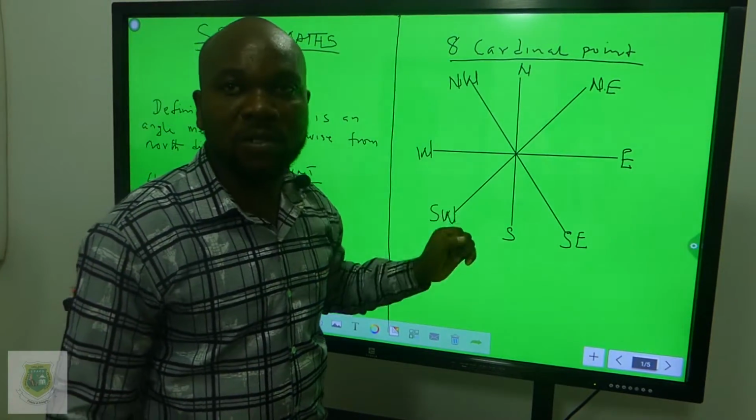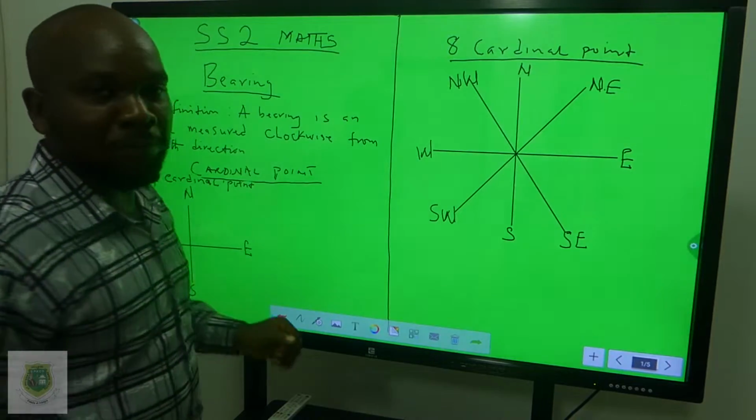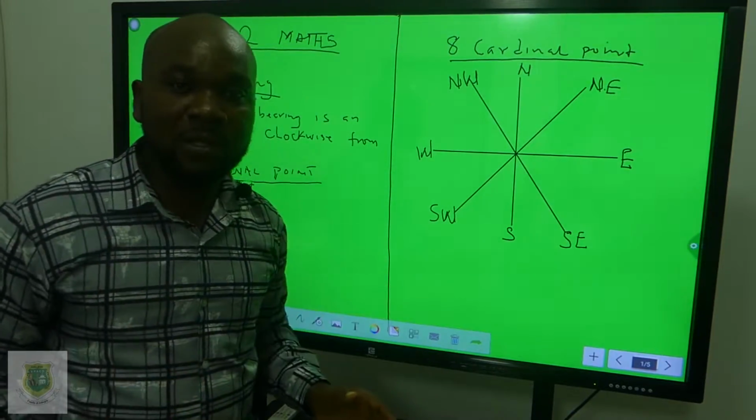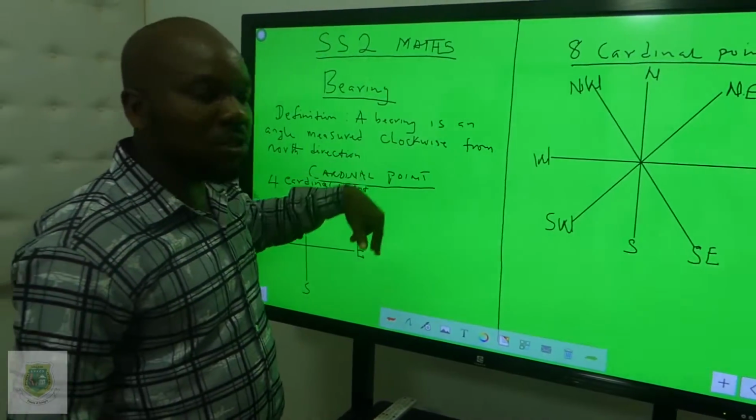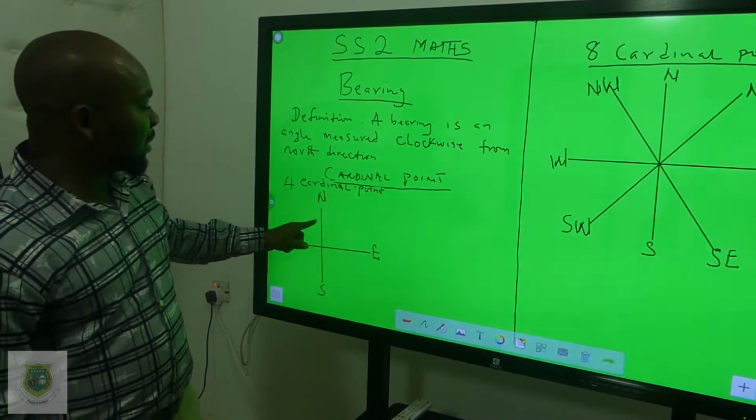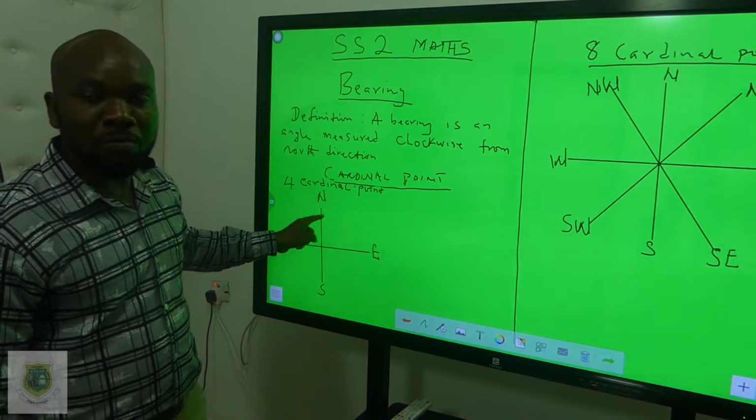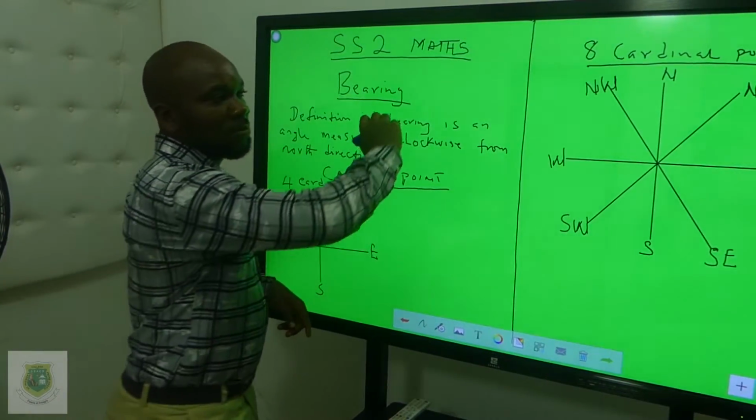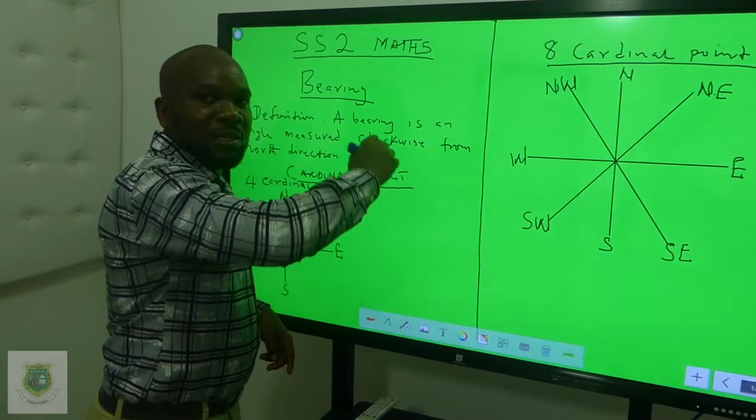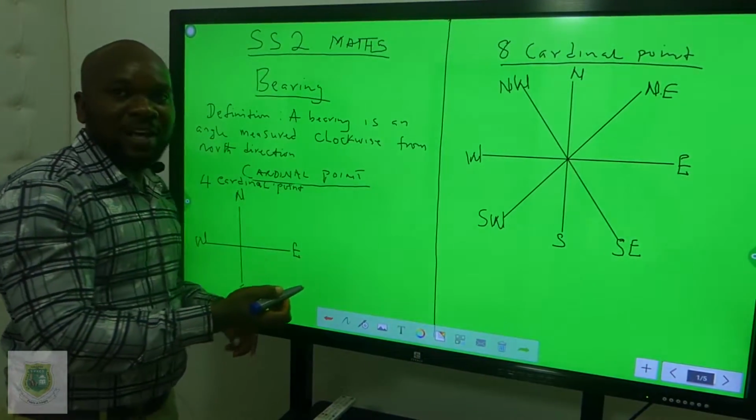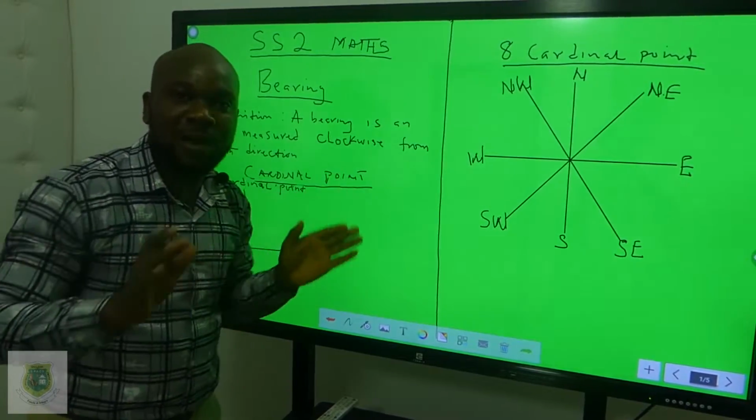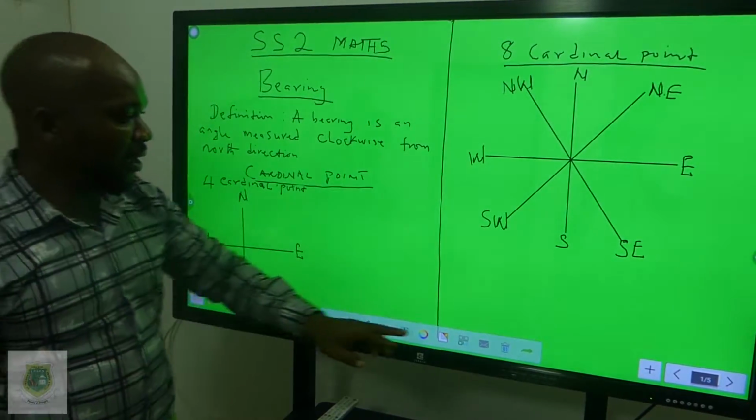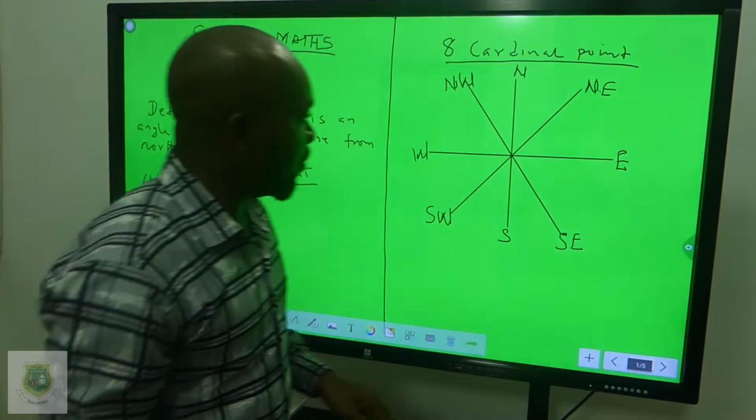If you are given a question in bearing, what I mean by measuring in a clockwise direction is that you must start from the north to measure it. Clockwise is when it moves this side, the way a clock moves. Anti-clockwise is when it moves this side. Remember I said it is a clockwise direction. Then let us proceed.